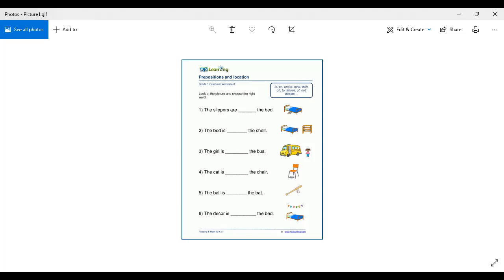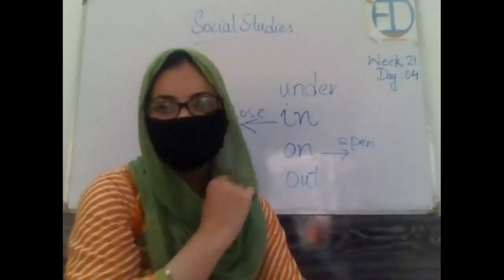Okay, next we have: the cat is dash the chair. I gave you a similar example just a moment ago about the cat sitting under the tree. Now, over here, the cat is under the chair, right? Next we have: the ball is dash the bat. The ball is beside the bat, right? And the last we have: the decor is dash the bed. Above the bed. Very good. Okay, was it interesting? Excellent.